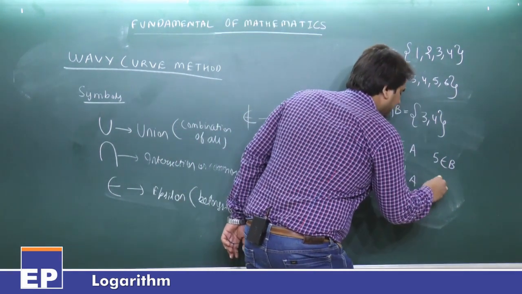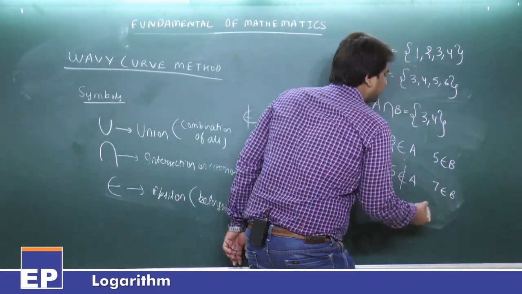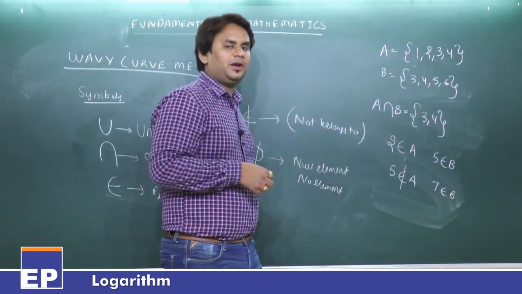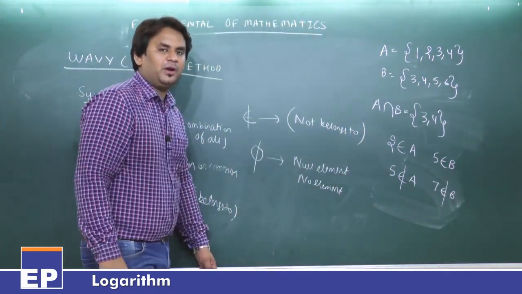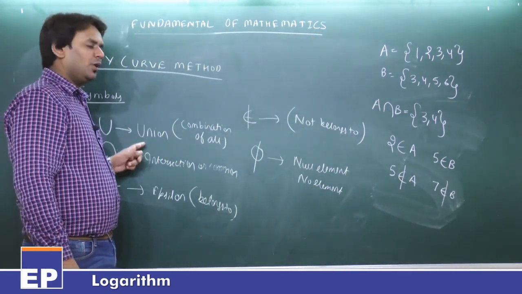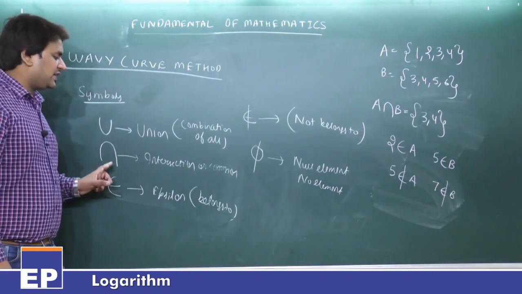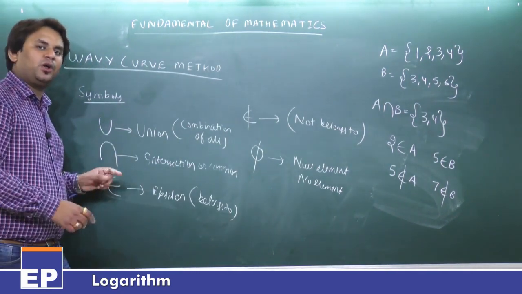If I write 7 belongs to B, is this correct? No, because 7 is not coming in B. So what will it become? Not belongs to. This is the symbol of belongs to and not belongs to. Union means combination of all the answers. Intersection means common.